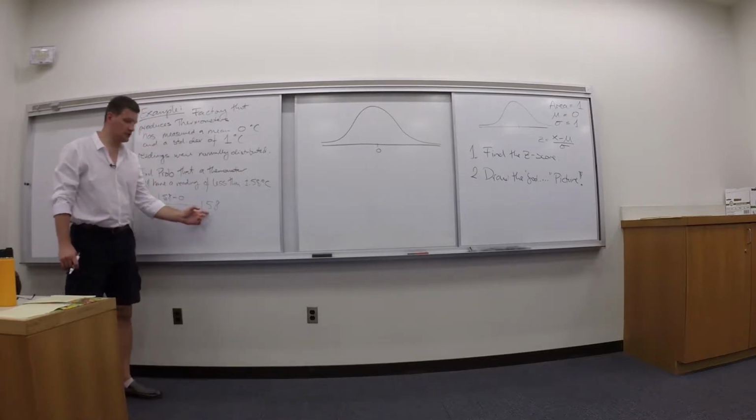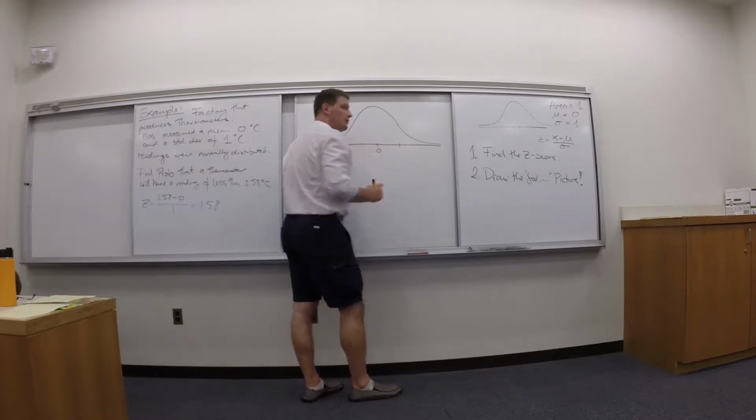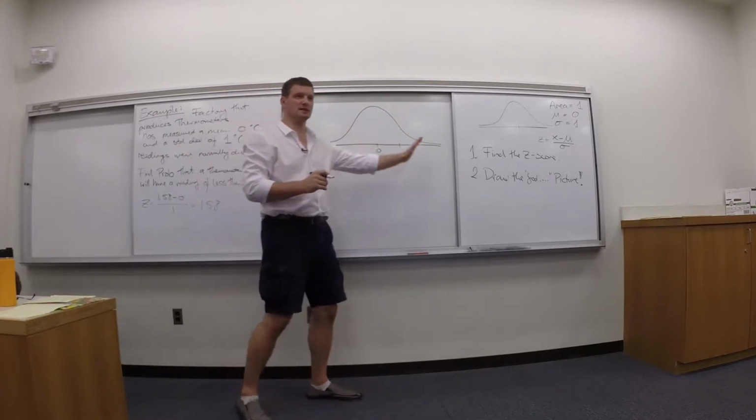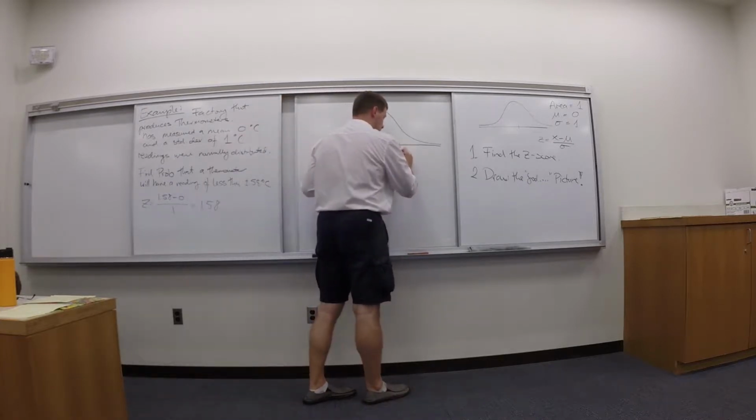And then where's 1.58? 1.58 is to the right. Now where you're going to put it, that's up to you. As long as it's to the right side, I'm okay with it. Leave yourself some space for drawing.